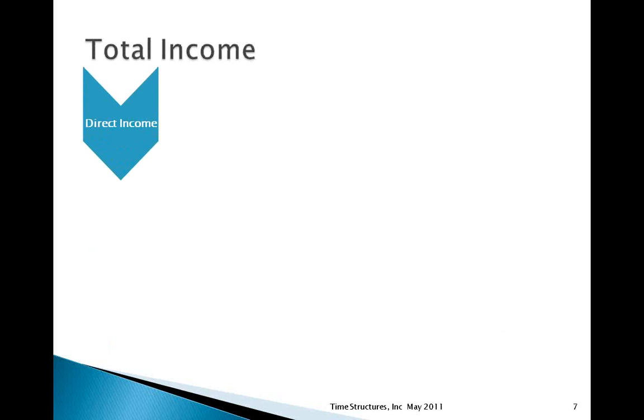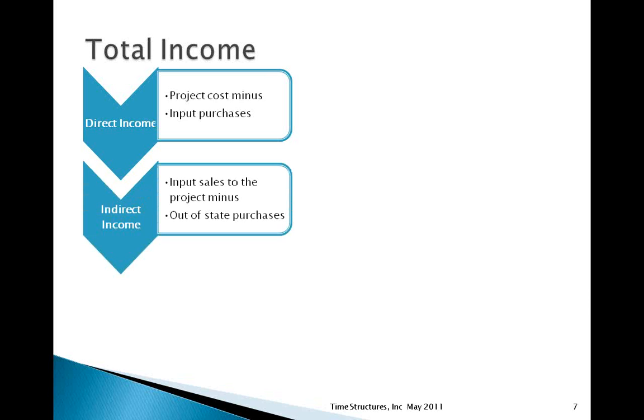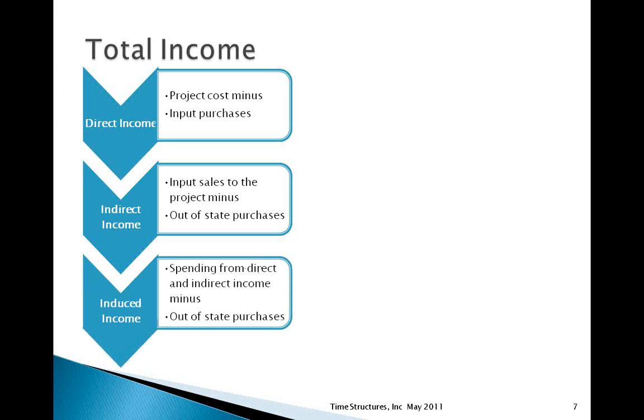Okay, total income. This is just to show you how the same thing can be done for output or employment, but I thought I'd run through an example with total income. So direct income, you take the cost of the project minus what inputs are purchased. For indirect income, take the input sales to the project and then subtract the part that goes to out-of-state businesses. And induced income, take the spending from the direct and indirect income minus what part of that spending occurs out of state.